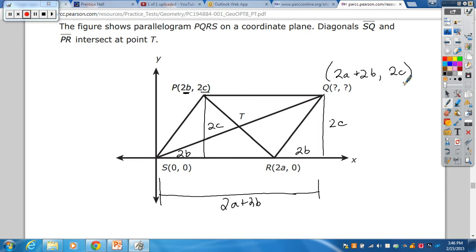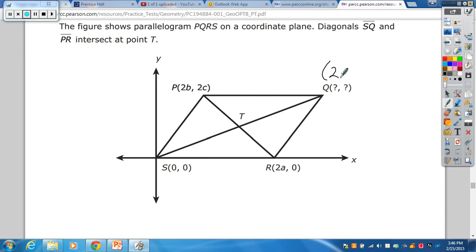Now, for part B, it says, since it's a parallelogram, SQ and PR bisect each other. Let me clear this off a little bit. I said 2a plus 2b, comma 2c. They're telling us the diagonals bisect each other. If you didn't get that on the previous problem, some other problems may lead you to answers on previous problems. So if you skip one and something else jogs your memory, go back to it and finish it up. It says, use the coordinates to verify that SQ and PR bisect each other.